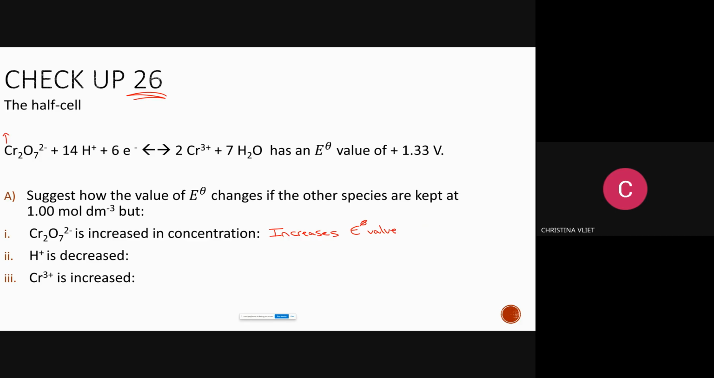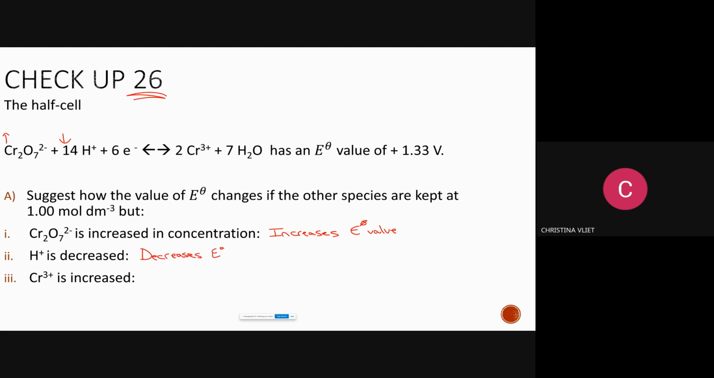What about if H plus is decreased? Everything else is kept the same, but we take H plus and we have it in a less acidic solution. So a less strong acid, less acidic solution. What will we do? It goes this way, right? This goes down, that means the reaction shifts to the left, so it goes down. So this means that it decreases the E value.